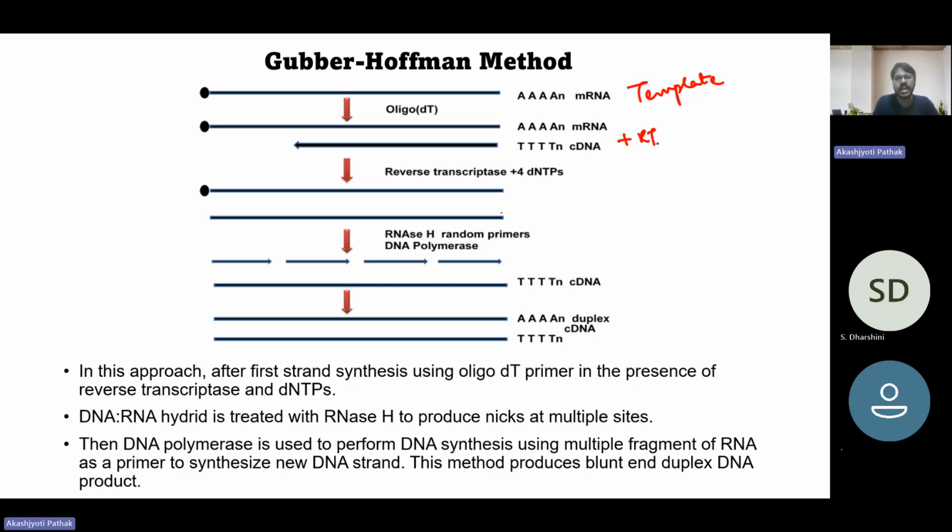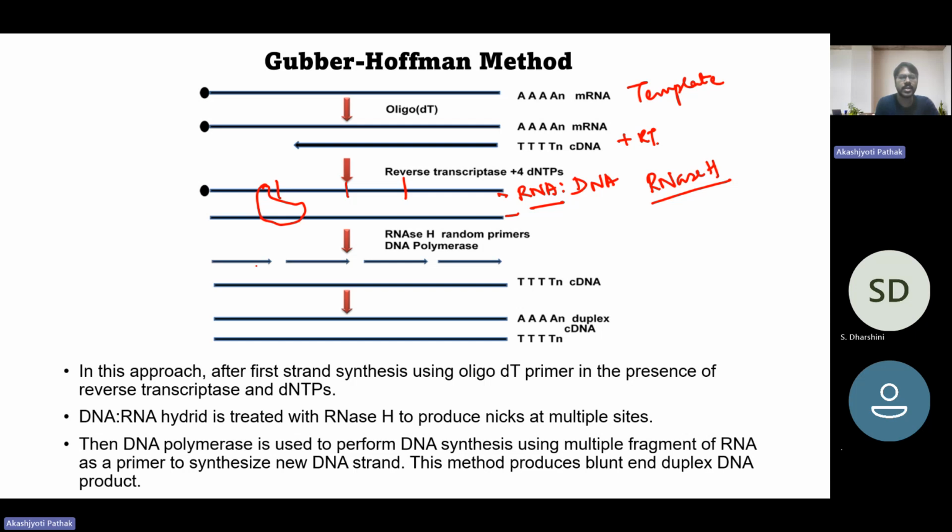Once you get the cDNA, you are again getting an RNA DNA hybrid, isn't it? This is your RNA strand, this is your DNA strand. You want to digest the RNA. For digesting the RNA, you can use an enzyme RNase H. What does RNase H do? RNase H is an enzyme which will specifically act on RNA DNA hybrid, and it will create breaks in this RNA molecule. It will bind at the RNA DNA hybrid, and then it will create single stranded breaks in the RNA. And once these breaks are created, then you can add Klenow enzyme.